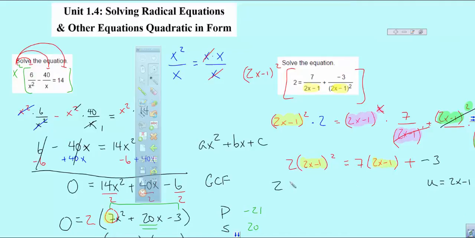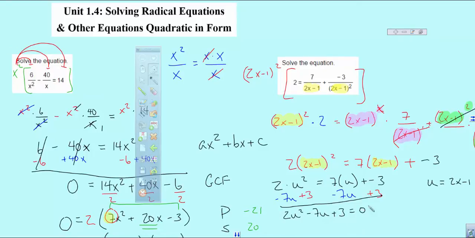So this becomes 2u squared equals 7u plus a negative 3. Alright, and then from there, you know what to do. You move everything to one side. So we add 3, we subtract 7u. So at this point we have 2u squared minus 7u plus 3 is equal to 0.